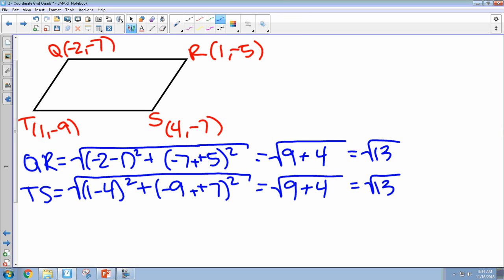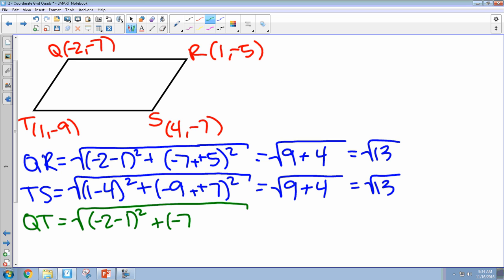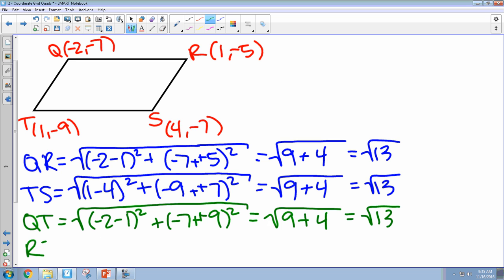Then I'm going to do my other set of sides. So I'm going to do QT and verify that it's the same as RS, as well as check if it's the same as QR and TS. So QT is (-2 minus 1) squared plus (-7 minus -9) squared. Those are going to cancel. -2 minus 1 is another 3, squared is 9. -7 plus 9 is another 2, squared is 4. So far, I'm getting all of them to be the same, which is absolutely allowed. You do have to continue to verify it.